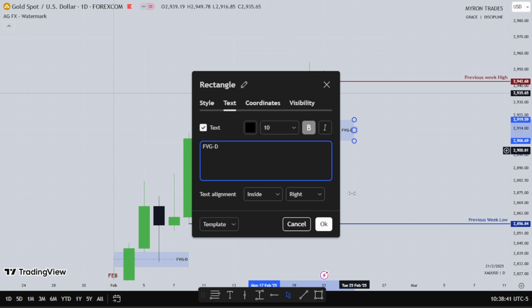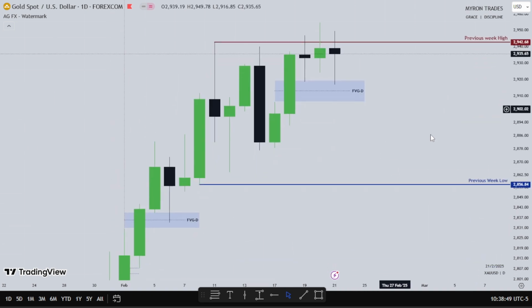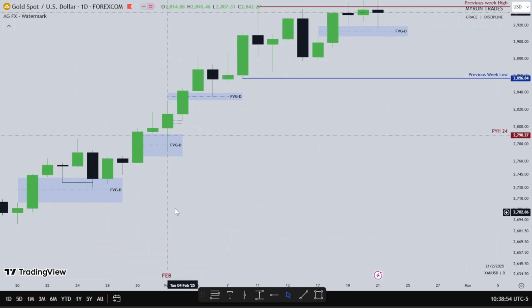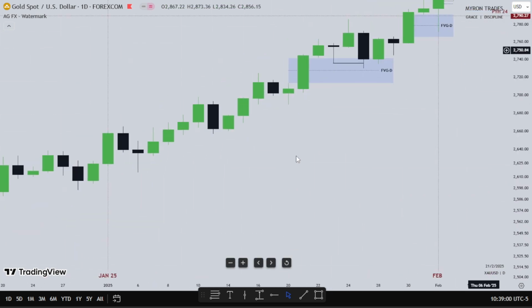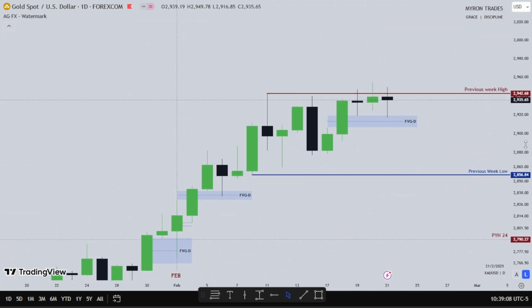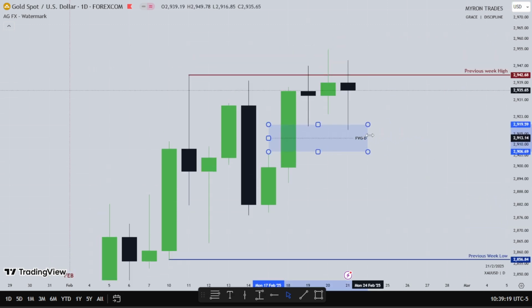Let me annotate this fair value gap. So I would like to see gold come into this fair value gap, then find support and go higher, because gold is bullish. Gold has been bullish since the start of February, the second month of the year, as well as the first month of the year, January. So in the long run, if you're looking for sales on gold, that should be a minimum, because overall the market is bullish. You want to look for buys.